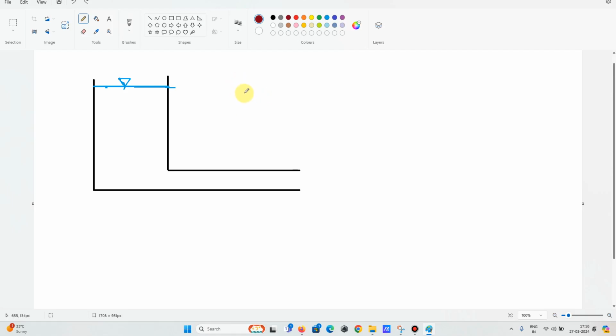So in the last part of the video we have learned about the basics of the HEC-RAS software. We have learned about different tools and their functions. In this part of the video we will learn how to build the steady flow model, the HEC-RAS 1D steady flow model.